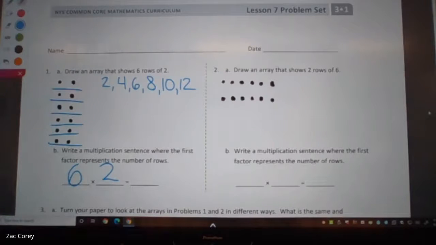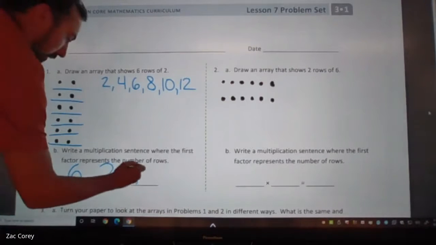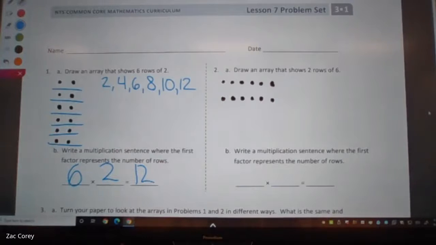Okay? And now that tells us we have to count by 2s 6 times. We already did that up here. We counted by 2s 6 times. We already know the answer, but if we didn't, we could just do it again. 2, 4, 6, 8, 10, 12. So the answer is 12. All right, that is the first one.